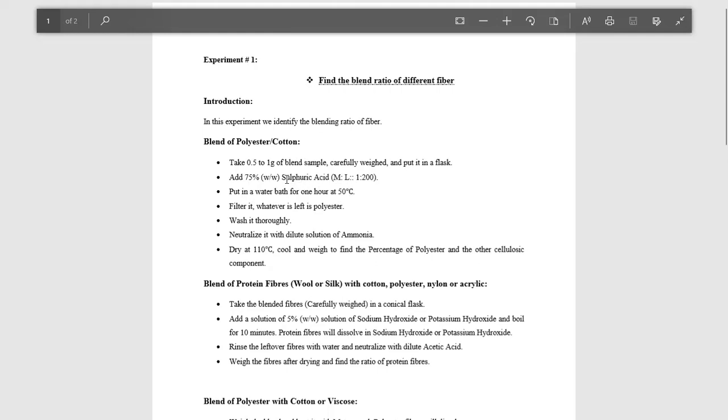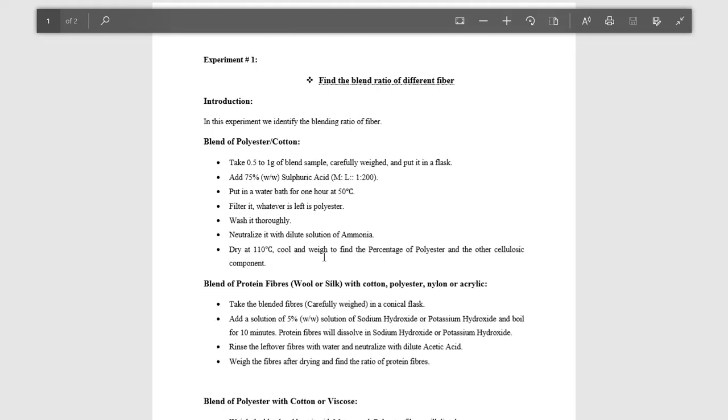So when we add sulfuric acid, this makes an acidic solution. As we know that a strong acid dissolves the cotton, the sulfuric acid reacts with cotton and can dissolve it. Filter it. Whatever is left is polyester. Wash it thoroughly. Neutralize it with dilute solution of ammonia. Dry at 110 degrees, cool and weigh to find the percentage of polyester and other cellulosic components.